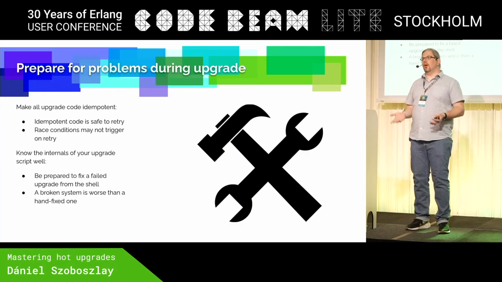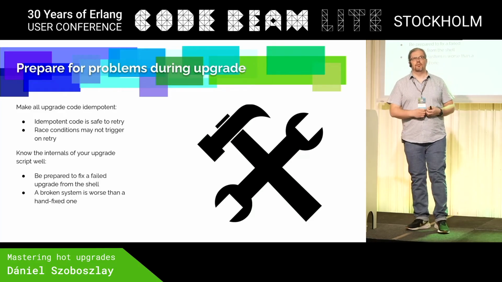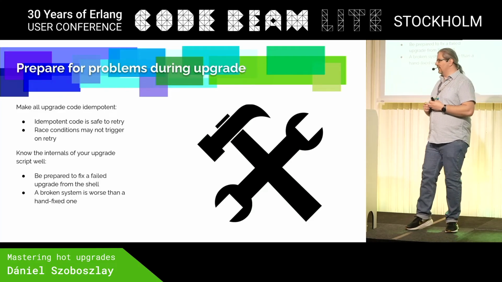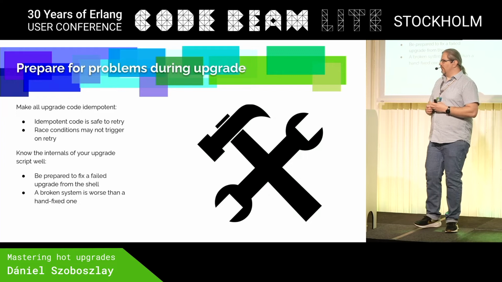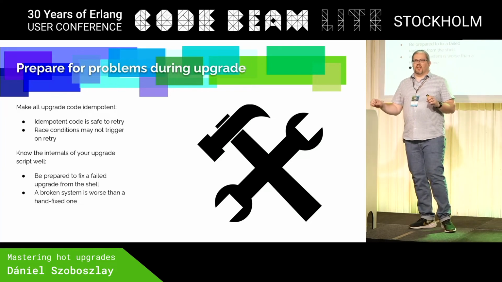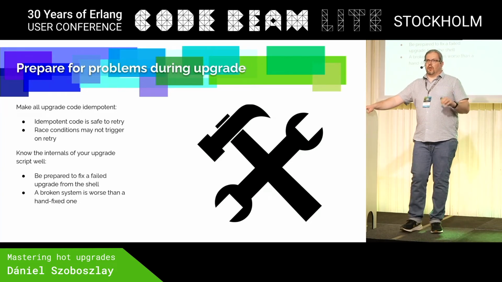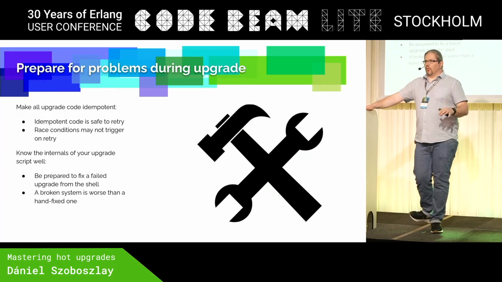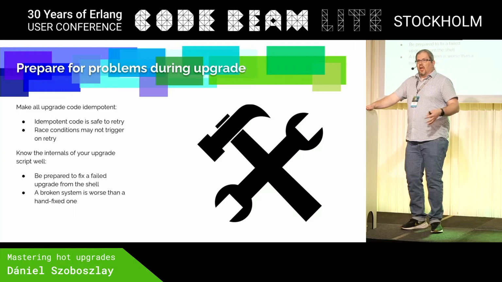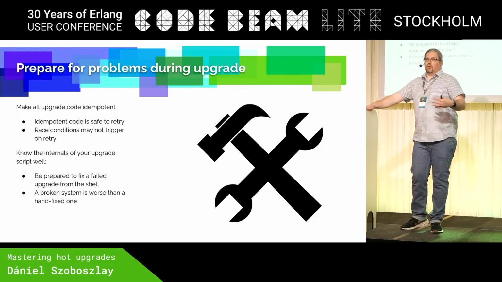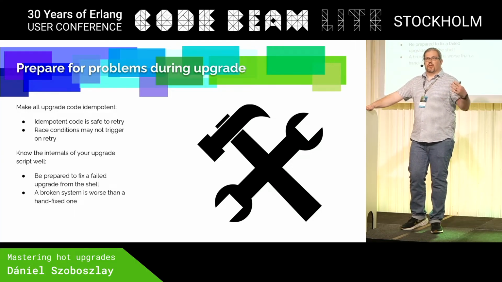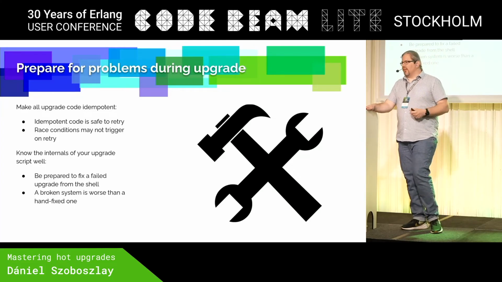Then, no matter how much you test, you need to prepare for problems during the actual upgrade in production. You can't avoid that. But two things come handy when you face this. One is if all your upgrade code is idempotent. Because remember, these were race conditions. If you try them again, then there's a good chance that the race condition will simply not materialize. But you can only safely try again if your code is idempotent.